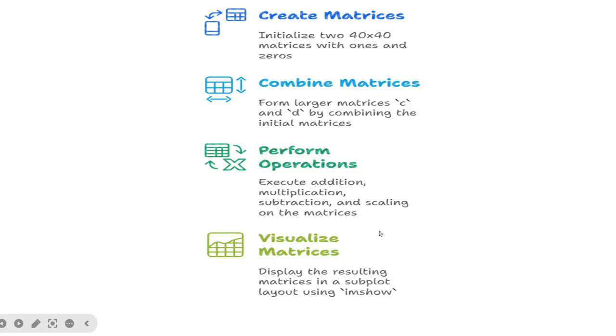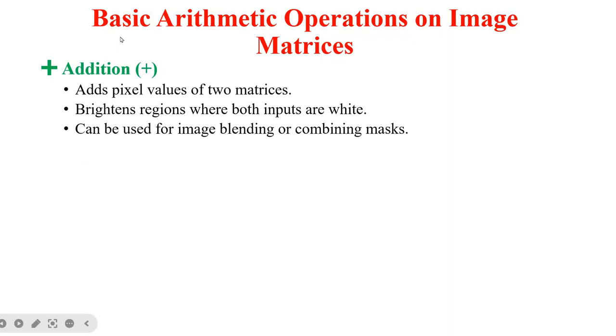And finally we'll visualize these matrices using the IMShow function and subplot layout, allowing for a clear comparison of the different transformations applied. So we'll see some of the basic arithmetic operations on the image matrices. First is the addition. It will add pixel values of two matrices and it will brighten the regions where both inputs are white. And it can be used for image blending or combining masks.